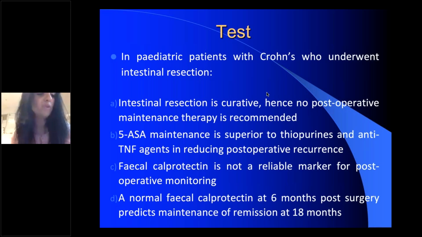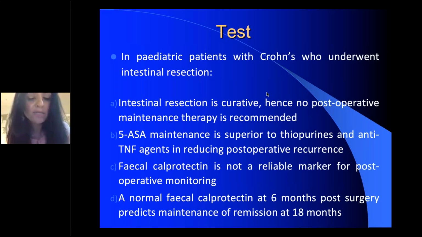I think you have. Yeah. Oh no. So some of you have gone for B and C. So B and C are wrong. So obviously intestinal resection can be curative, but they do need maintenance therapy, so it's not A. B is definitely wrong. So 5-ASA maintenance is never superior in Crohn's disease. 5-ASA maintenance is used in ulcerative colitis, not in Crohn's disease. Okay, so it's never superior to the thiopurines.